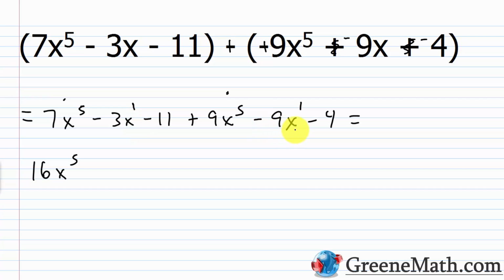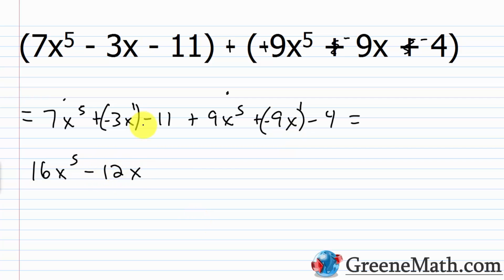So you can basically think of this as plus -3x and plus -9x. So if I have those, -3x plus -9x is going to be -12x. So we can write this as minus 12x.